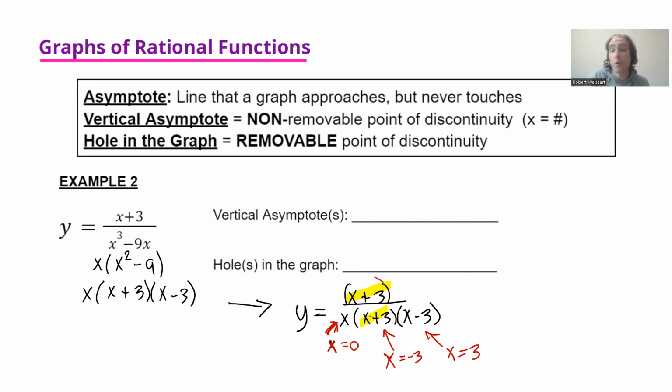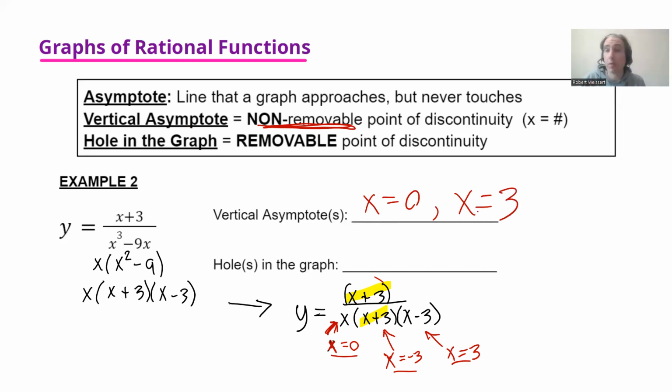So based off of your values down here for all your points of discontinuity, you have 0, -3, and 3. A couple of them are going to be vertical asymptotes, and one of them is going to be the hole in the graph. Have you figured out which one? Well, let's check. The vertical asymptotes are going to be your non-removable ones. What did I not cancel out? That's right, x equals 0 and x equals 3.